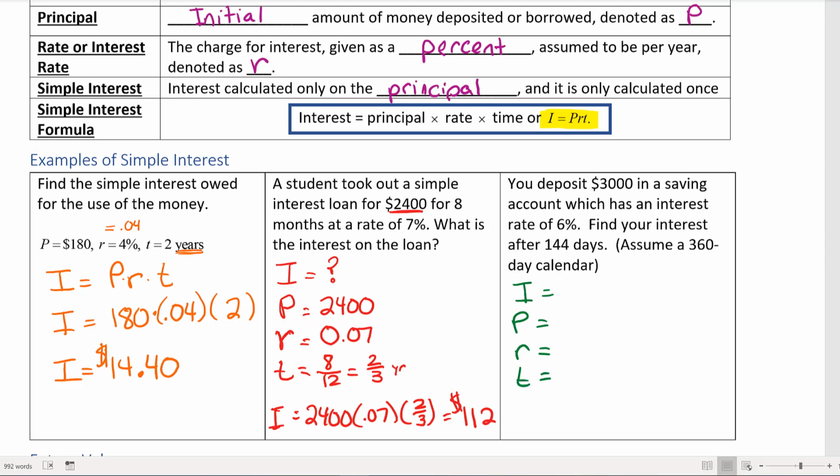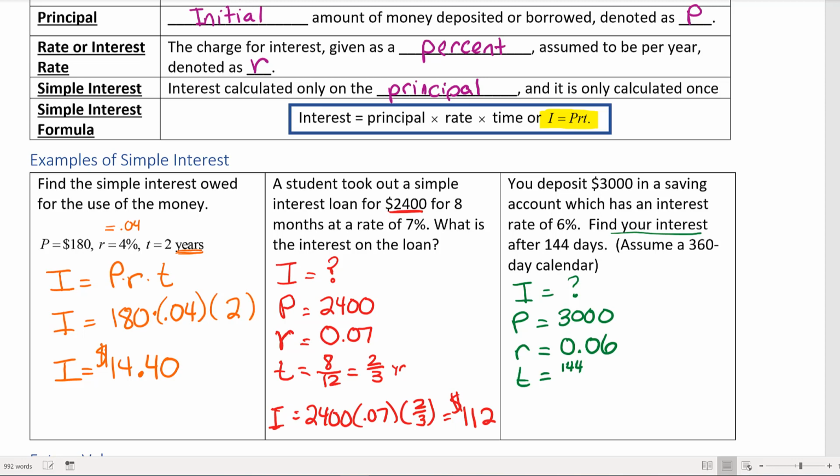We don't know the interest, but we're trying to find the interest, so that's the question mark. P is going to be $3,000 because that's what we're depositing in our savings account. My rate is 6%, so 0.06, and my time is 144 days. But remember, we said we have to be in years.